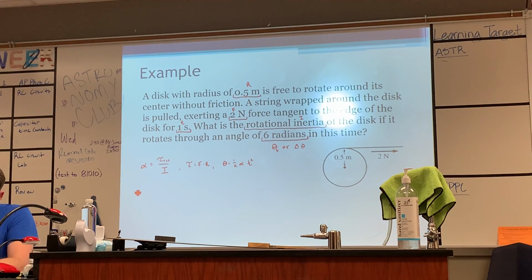So I need 3 equations to solve this problem. So I'm going to use the second kinematic equation. Step 1, I'm going to find alpha. I've got theta equals 1/2 alpha t squared, which means that alpha equals 2 theta divided by t squared, which equals 2 times the 6 radians divided by 1 second squared, which is 12 radians per second squared.